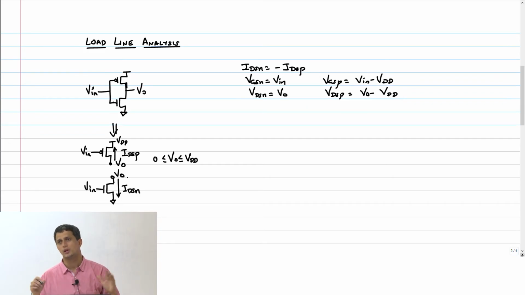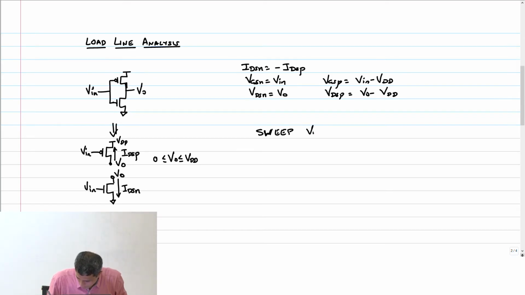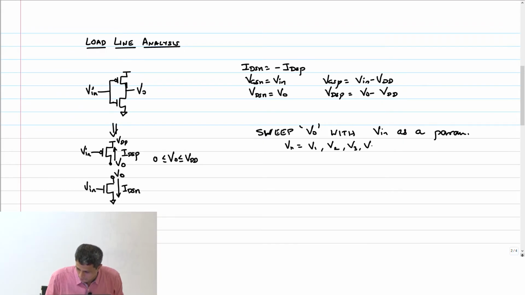Okay, I am going to now free this variable, sweep it, find out what the currents are, and then I will equate these two in the end and then find out what the V naught should be. Okay, clear? So in order to do this, I am going to now plot it for various values of V in. It's very natural now that we looked at 5 regions of operation, right? So I look at 5 different values of V in. Point is, sweep V naught with V in as a parameter. So I am going to consider V in equal to V1, V2, V3, V4 and V5.